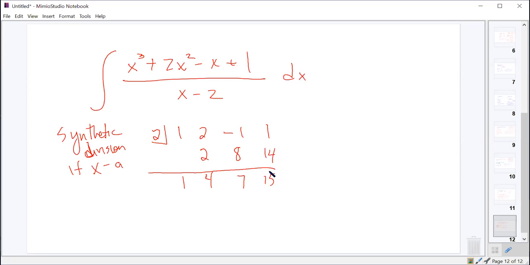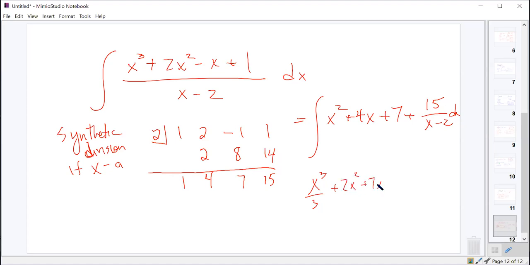And add. And so that would tell us that this integral should turn into x squared. Since we started at x cubed, the next degree down would be x squared. So 1x squared plus 4x plus 7 plus 15 over x minus 2 dx. And now we should be able to integrate that. And we get x cubed over 3 plus 2x squared plus 7x. And then this one, when you do the simple u sub, ends up being plus 15 natural log absolute value x minus 2 plus your constant. Everybody good with that?